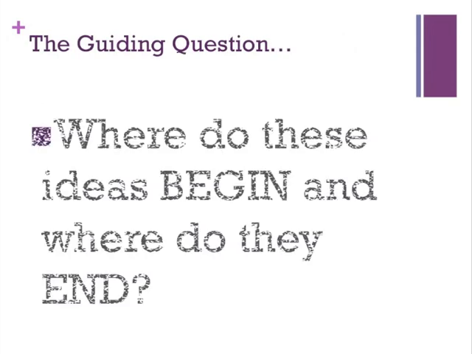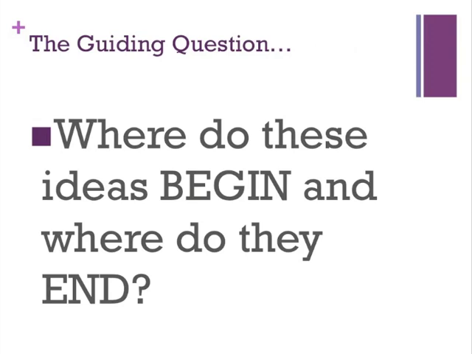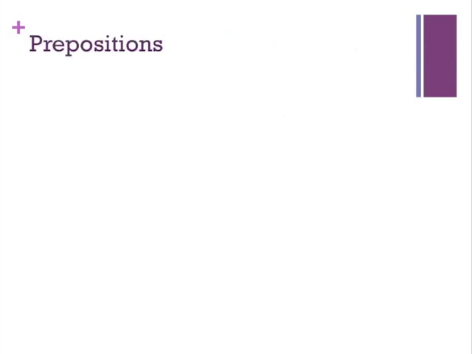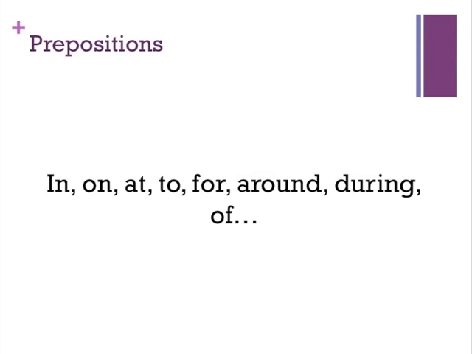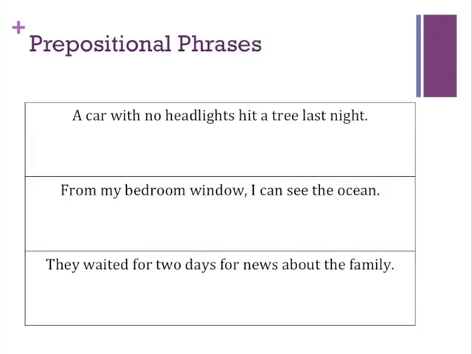Our guiding question in this video is to think about where do these particular connections begin and where do they end. Let's start with prepositions. Now, as we mentioned in the intro series, there are too many prepositions to mention, but some are in, on, at, to, for, around, during, of, and so on. Now let's look at this first set of sentences that I have here on the screen. You might recall that prepositions themselves never appear by themselves. They usually go together with something else in the sentence. For example, I'm going to go through and underline all the prepositions that we see in these sentences. So take a look.